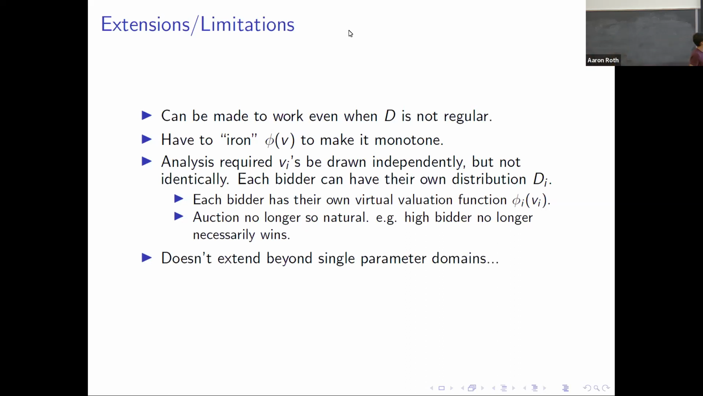We really crucially used the single parameter domain structure, like this characterization we proved specifically for single parameter domains. And it doesn't extend beyond single parameter domains, and more generally, when you start asking questions like, what is the revenue optimal auction in some complicated setting, you'll get to questions we don't know the answer to. It requires knowledge of what this prior distribution is at the reserve price. How would you know that? We'll think about that over the course of the next few lectures.